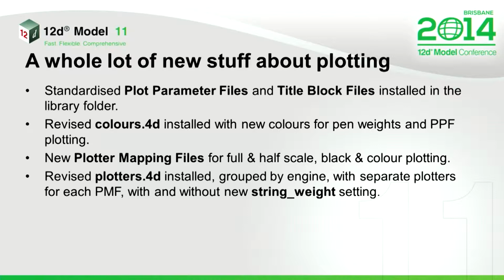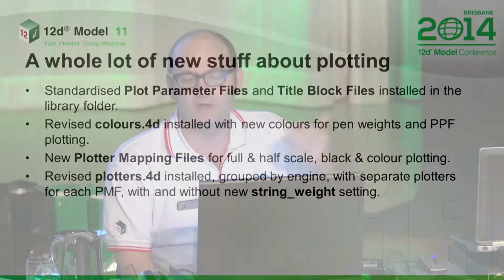We've basically given it a good cleanup, and we've now got plotter mapping files for full scale plotting to A1, half scale plotting to A3, and whether you want to plot black or colour. Now the difference there is basically your standard 12D colours, your reds, greens and blues and all of that. If you choose the black printer, all of those standard colours will go to black, whereas everything else, like all the viz colours, will stay their native viz colours if you want. The colour ones pretty much all go in their native colour, except that white will plot as black and yellow will plot as a darker yellow, so that it's a little bit easier to see.